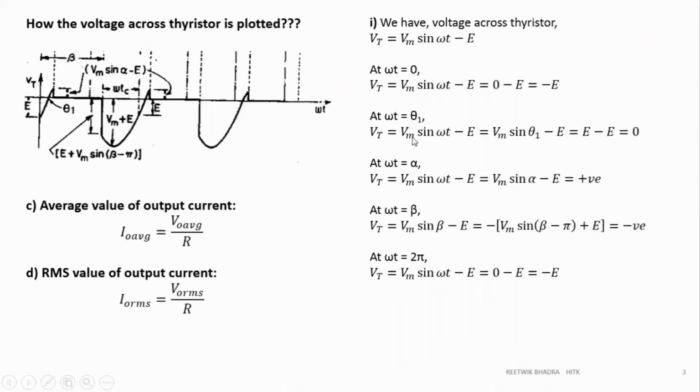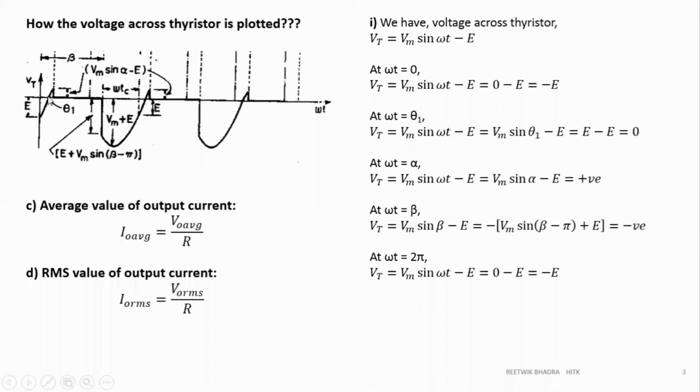So what I will write, Vm sine omega t minus e is my general formula. Vm sine theta 1 minus e will be my next formula. And Vm sine theta 1 is nothing but e. So e minus e is equal to 0. So at theta 1, the curve shifts from e to 0.